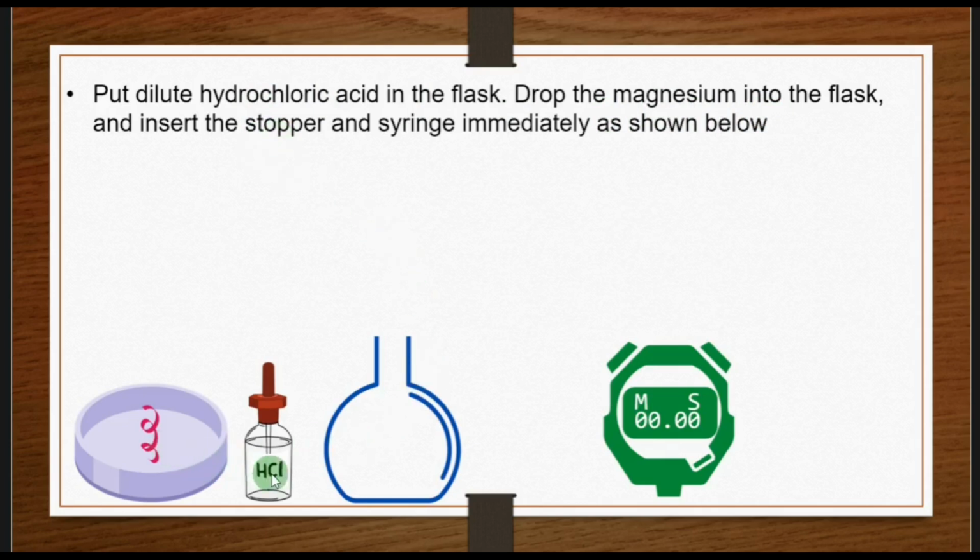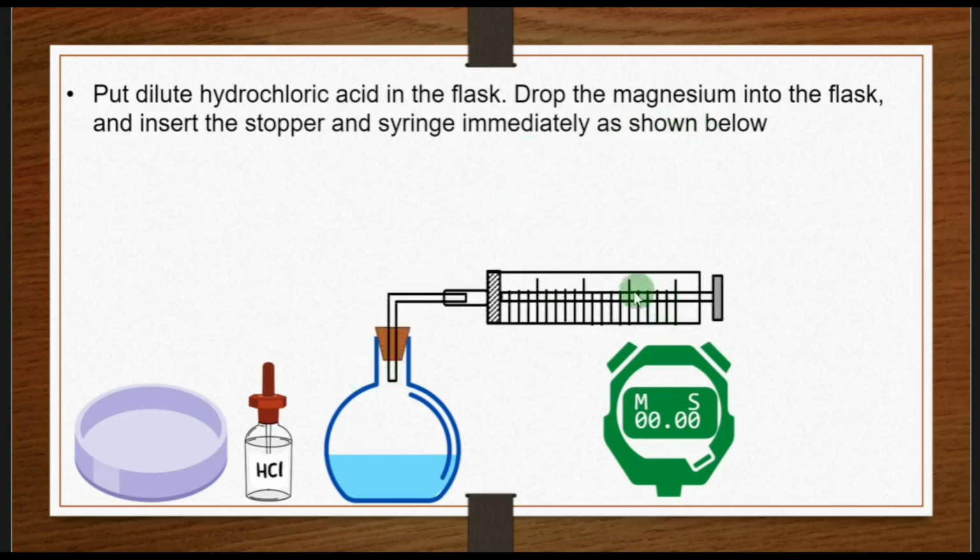So we'll get some hydrochloric acid here. We are going to put it here. All right, that's some hydrochloric acid guys. Then from there we'll drop magnesium ribbon in it like that. Then after that immediately they're saying you put the stopper and you put the syringe like that. So again, this syringe measures the volume, then the stopwatch measures the time. So as the reaction goes, which is magnesium reacting with hydrochloric acid, you know a gas is going to be produced, which is hydrogen gas, that is going to start pushing the piston here, and then the volume will be recorded by these values here.